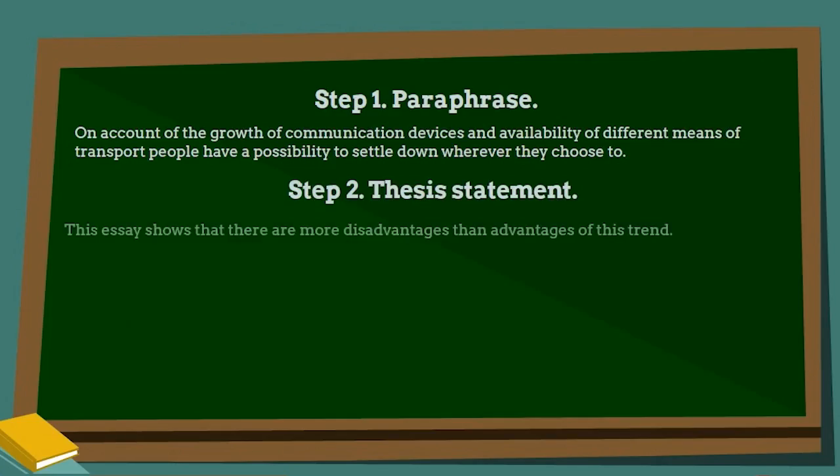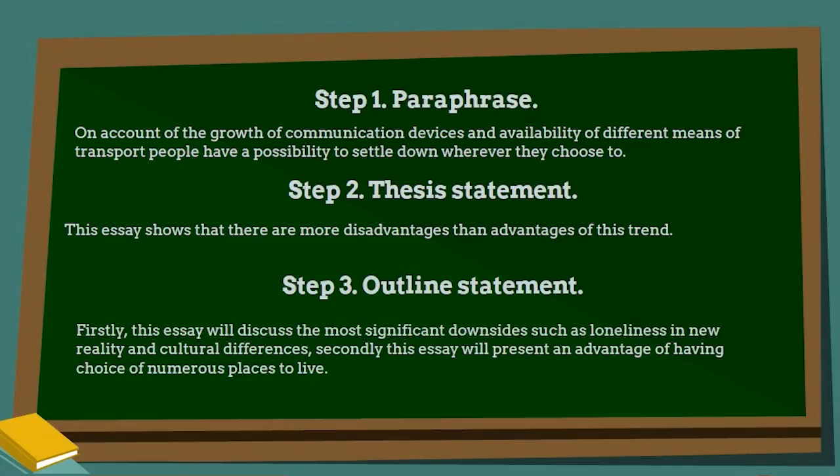So step 1, again, we're paraphrasing, and then look at the thesis statement. This essay shows that there are more disadvantages than advantages of this trend. And outline sentence. Firstly, this essay will discuss the most significant downsides, such as loneliness in the new reality and cultural differences. Secondly, this essay will present an advantage of having choice of numerous places to live.